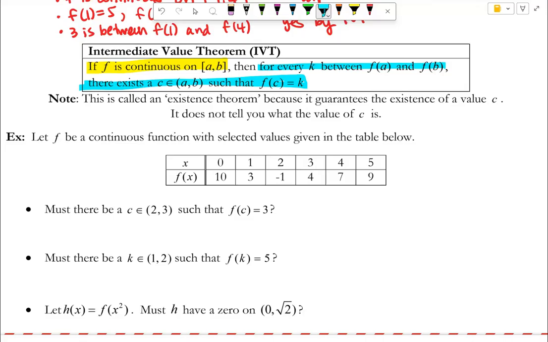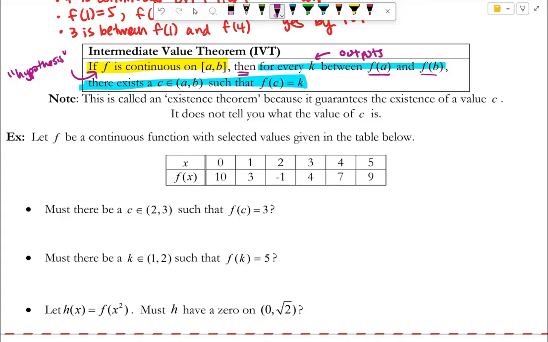If f is continuous on the closed interval a to b, that is the hypothesis of this theorem. That is the condition that must be met for the conclusion to be drawn, the hypothesis of the conditional statement. Then the word that is written there is "for every k," and remember, the way we're seeing this, k is going to be an output. So for every k between f of a and f of b, these are all outputs.